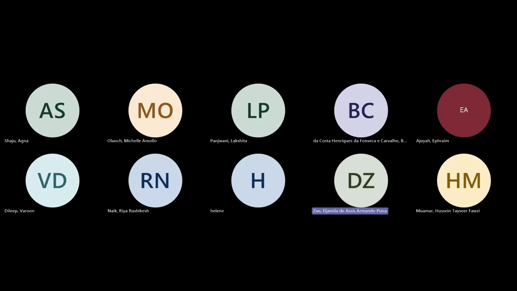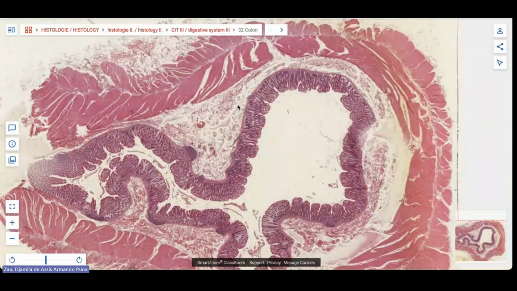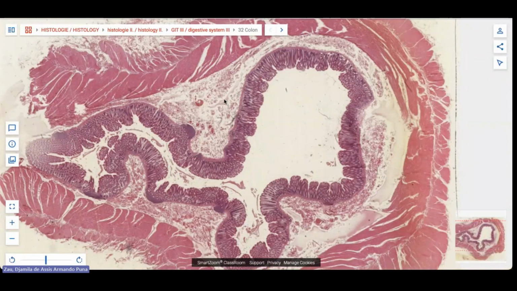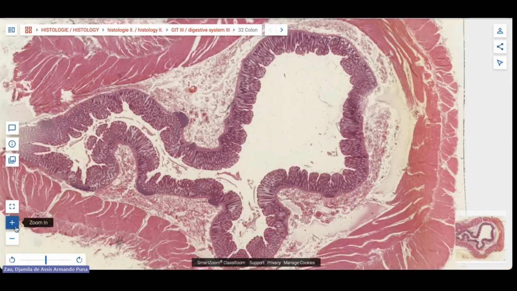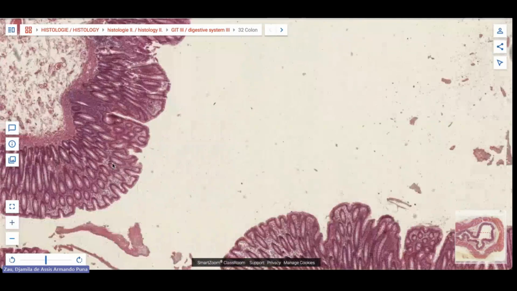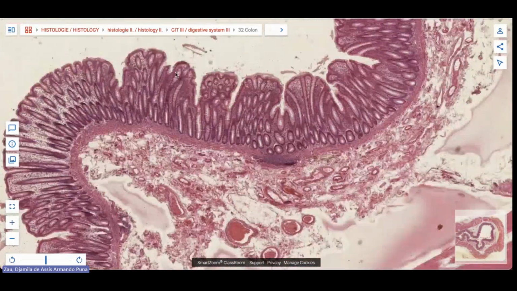Now, I'm going to show you guys how the colon actually looks like the slide in your fingerland. So this is how your colon slide looks like. I'm going to zoom in. You guys should always know, for special histology, you always start at the bottom and go to the top. Start by looking at the mucosa.